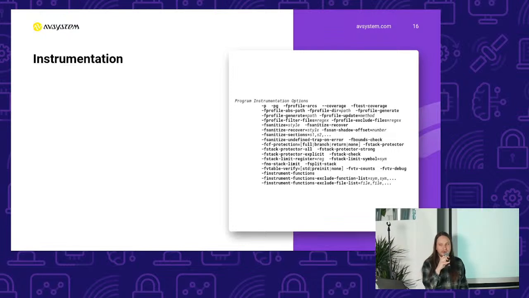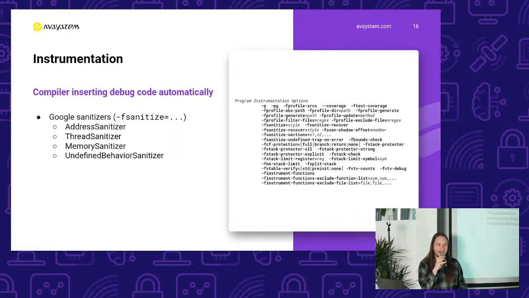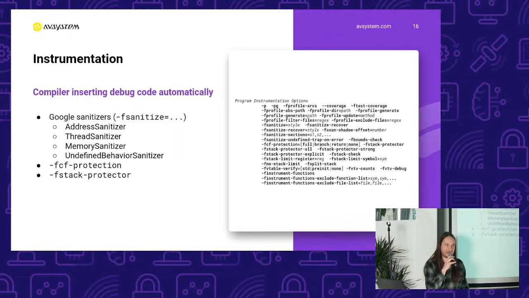Another thing that comes really handy is instrumentation. Instrumentation is basically when you have the compiler insert code in your application for you automatically. There are many different use cases for instrumentation. For example, you have Google sanitizers like address sanitizer, thread sanitizer, and so on, which put some checks in your code to check if you are violating memory or doing undefined behaviors and so on. You can have control flow protection, which is actually enabled by default on modern Linux, and it checks whether you are jumping to a valid address or not. You can have a stack protector, which is some rudimentary protection against buffer overflows.